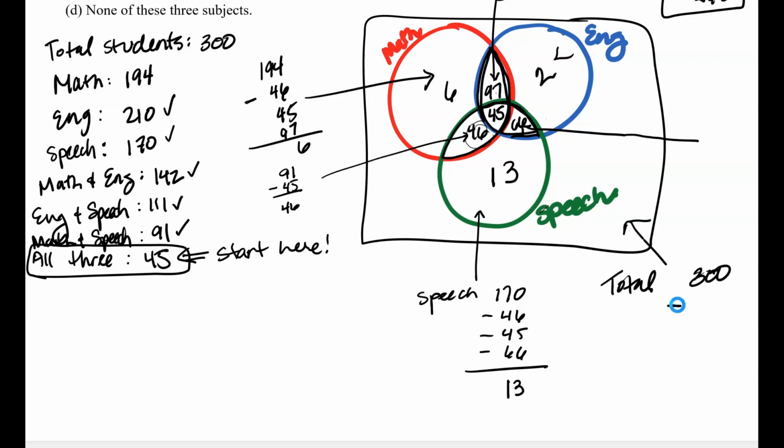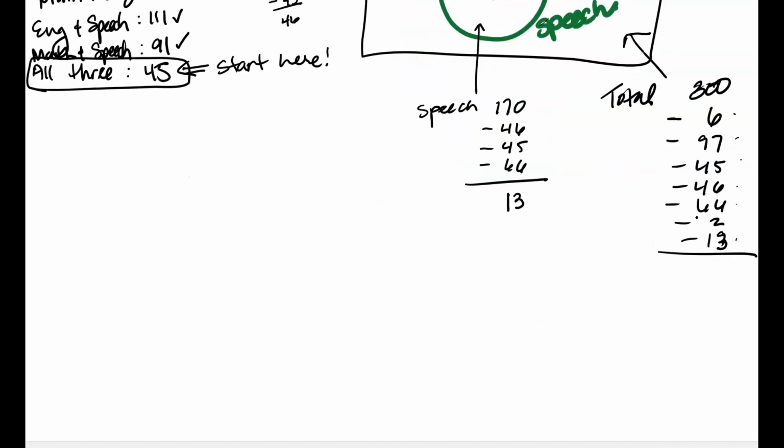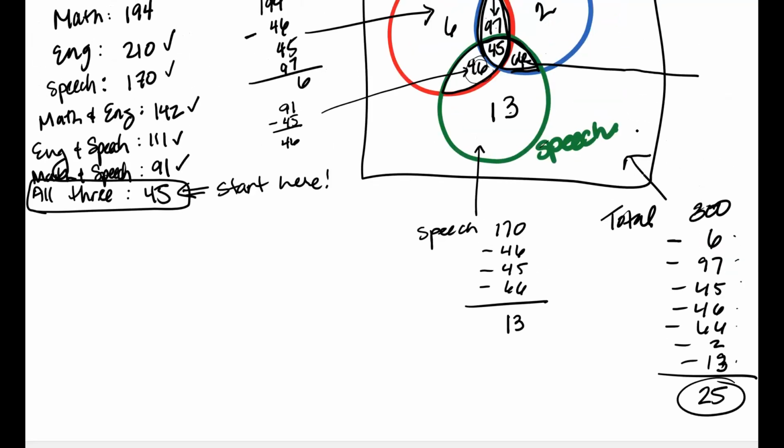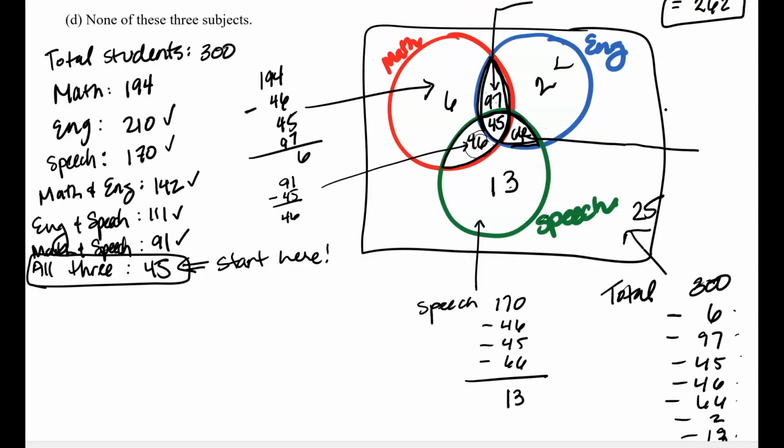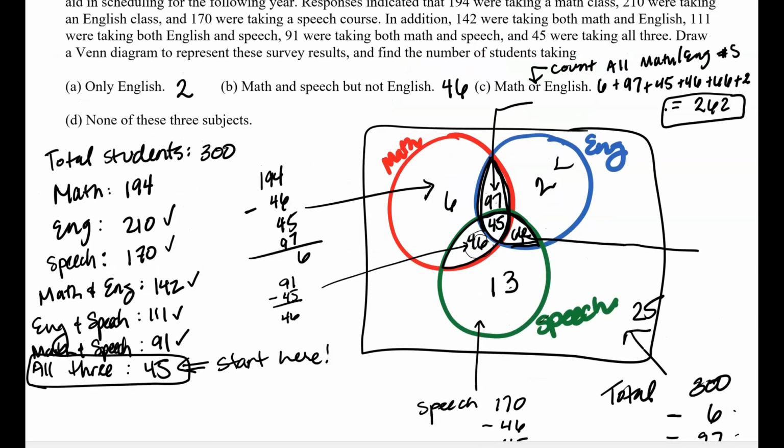So if there's 300 people total, I'm going to take off the 6 and the 97 and the 45 and the 46 and the 66 and the 2 and the, whoops, I'm missing the 13. And before I do this all, I'm going to count and make sure I've got them all. So 1, 2, 3, 4, 5, 6, 7. Okay, that looks good. I take away those all from 300, so use a calculator if you need to, and I get 25. So that's going to be the number of students that didn't register for math, English, or speech. So none of the 3. So that's going to be the answer to question D.